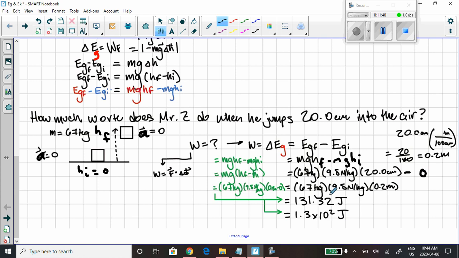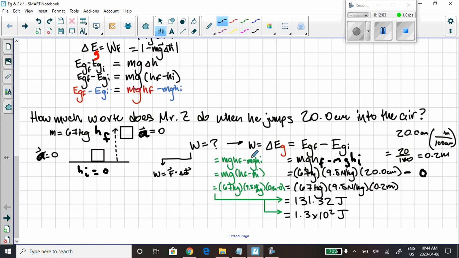And then I get 67 kilograms times 9.8 newtons per kilogram. Notice there's no sign here, just the scalar version. 20 centimeters I can't use. I have to turn that into 0.2 meters. And then here's how much work was done as the gravitational potential energy changed. You just multiply these. Another way of doing it is here in the green.